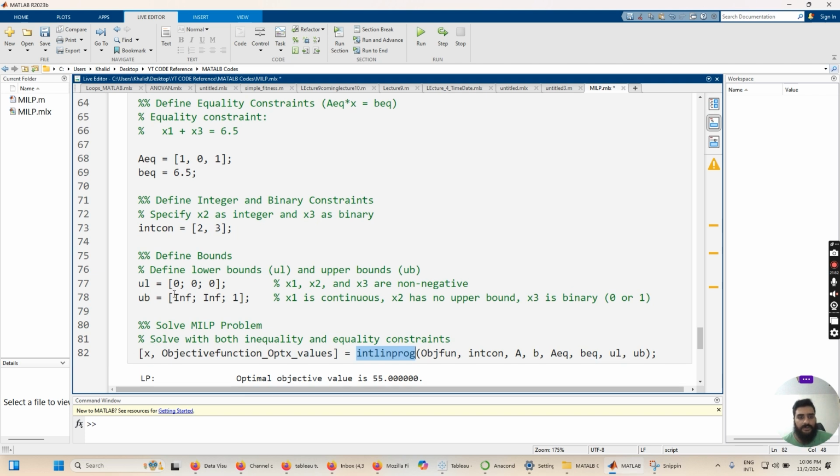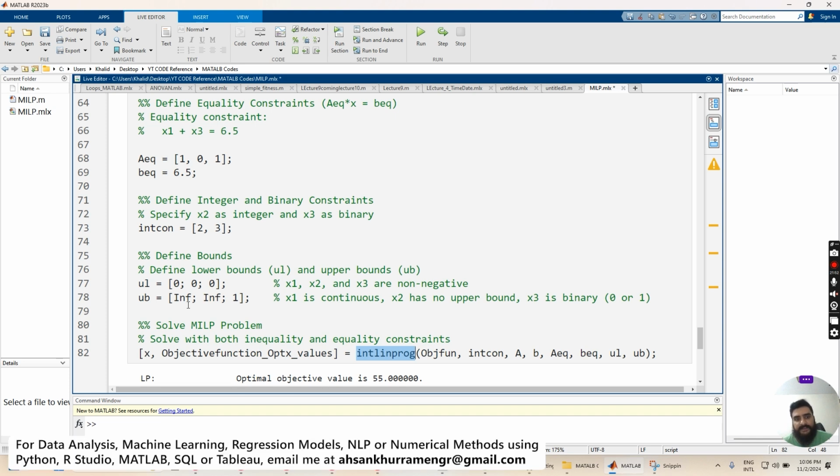For the lower boundary, we define the range of each variable with the help of semicolons. So basically it's a 1 column and 3 rows matrix, where we say that the minimum value of x should be equal to 0, 0, 0. Then for the upper bound we say its value is infinity for x1, infinity for x2, and 1 for x3, because x3 must be either 0 or 1. Now you have defined all the parameters needed by this function, intlinprog.